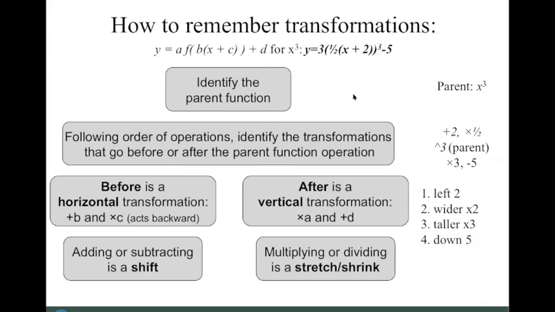So how do we remember all of these transformations? Well, here's a more solid example with numbers instead of variables. I'm still going to use x cubed as the parent function. So we'll look at y equals 3 times the quantity 1/2 times x plus 2, cubed, minus 5. There's a lot of parentheses in there, so make sure you copy that down carefully. Then I'm going to compare these to the values we were looking at. So a is 3, b is 1/2, c is 2, and d is -5.